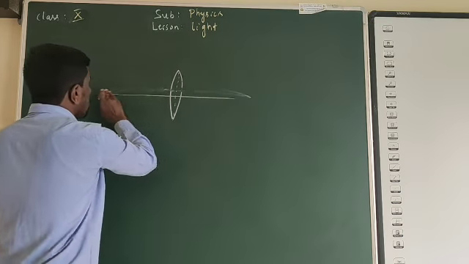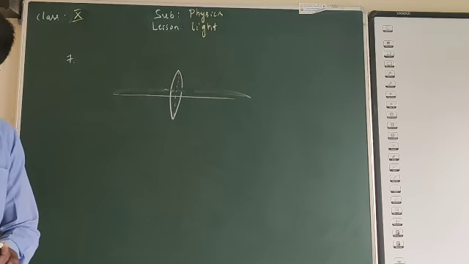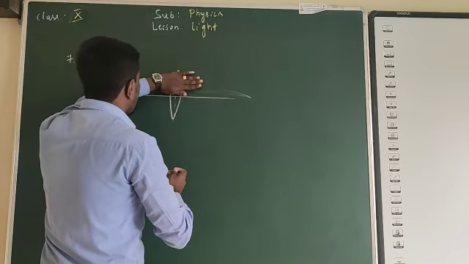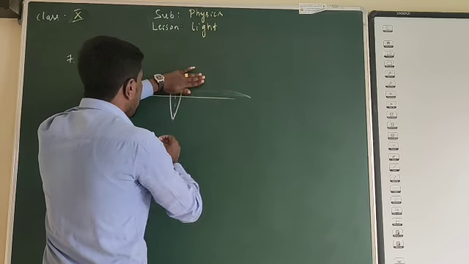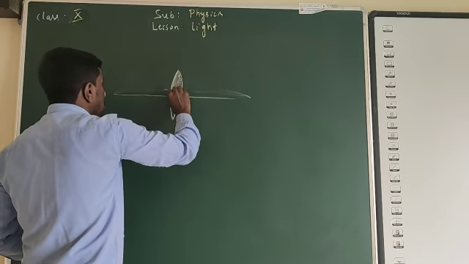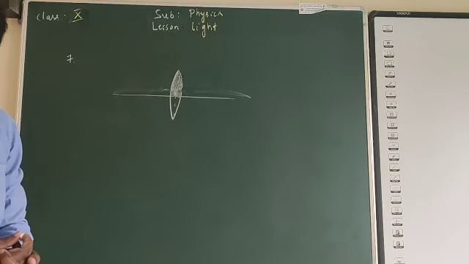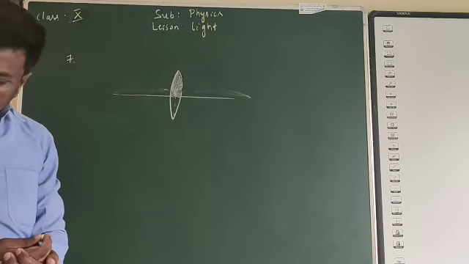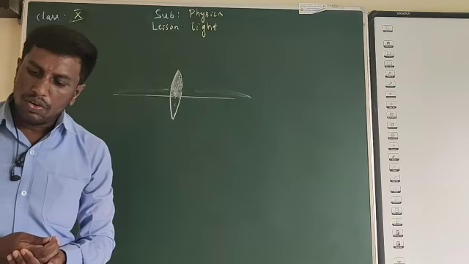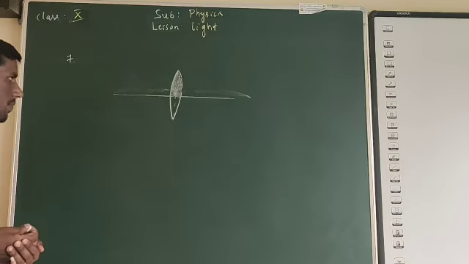Okay. So what they have told is that one half of the convex lens is covered with black paper. Observe that the upper half will be covered with the black paper. It is not visible, it is covered. Okay. The question is, will this lens produce a complete image of the object? Verify your answer experimentally. Explain your observations.